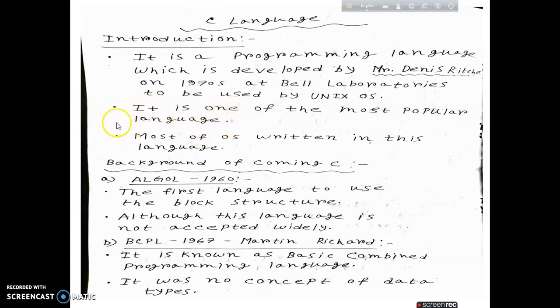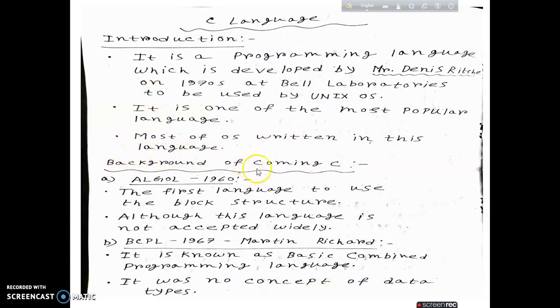Lots of people use the C language, and the interesting fact is that most of the operating systems we are using are written in this C language.